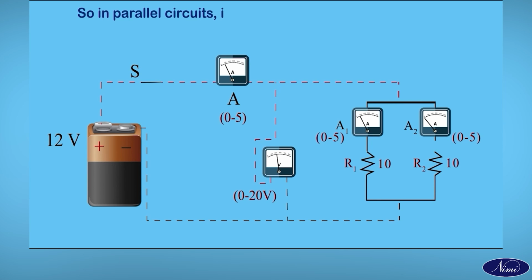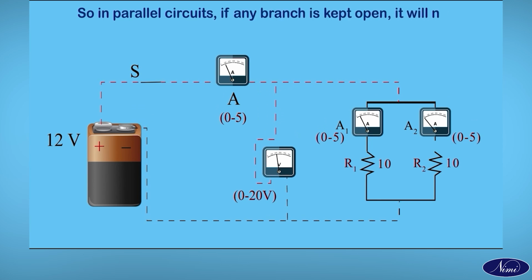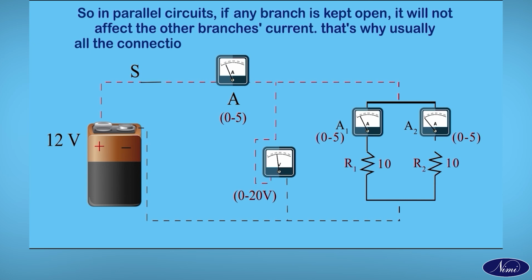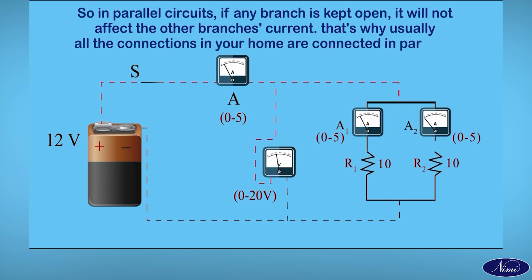So, in parallel circuits, if any branch is kept open, it will not affect the other branch's current. That's why usually all the connections in your home are connected in parallel.